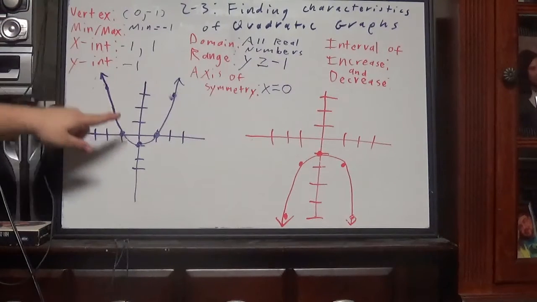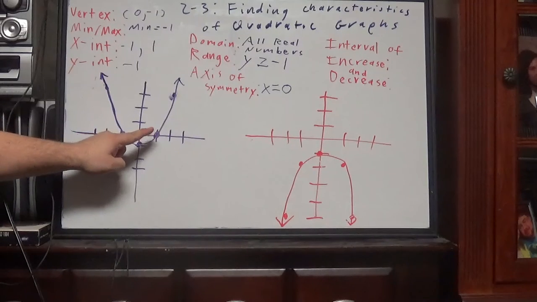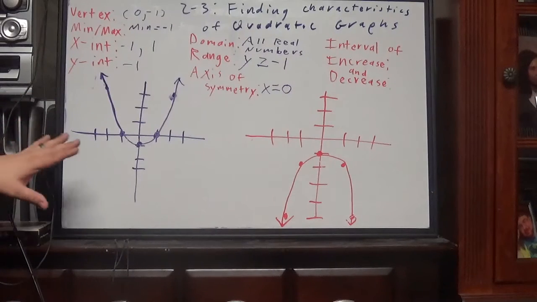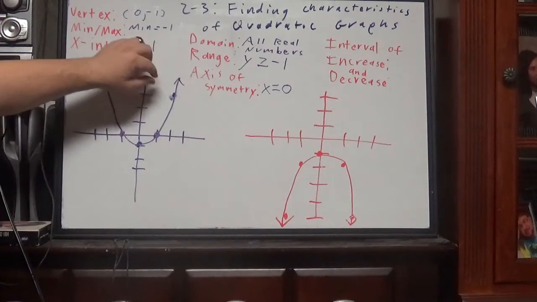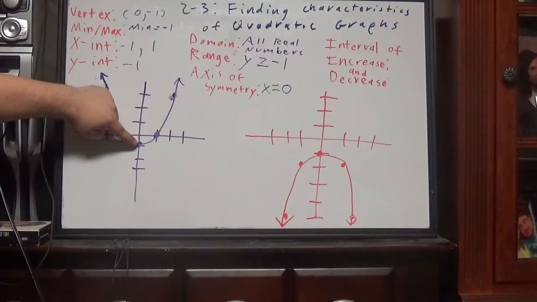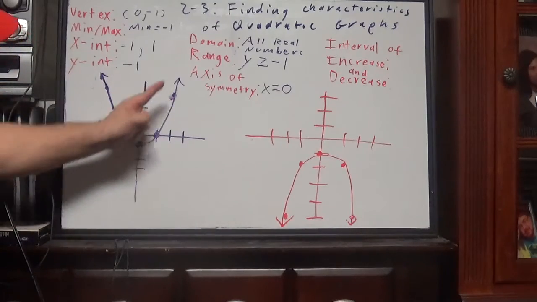The interval of increase is any point where, as x gets bigger, y gets bigger. This is related to end behavior, which we'll talk about later in a future unit. So in this case, notice again at the axis of symmetry, x equals 0, everything bigger than 0, as x gets bigger, y gets bigger.